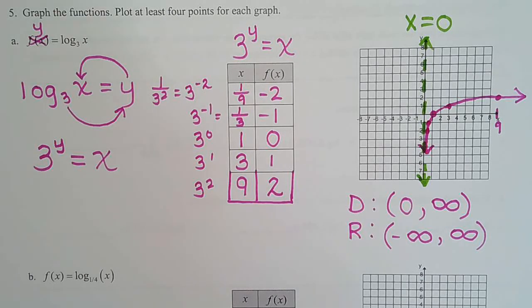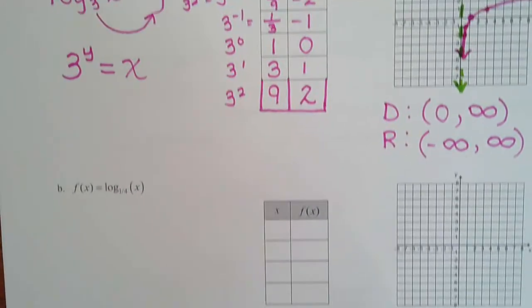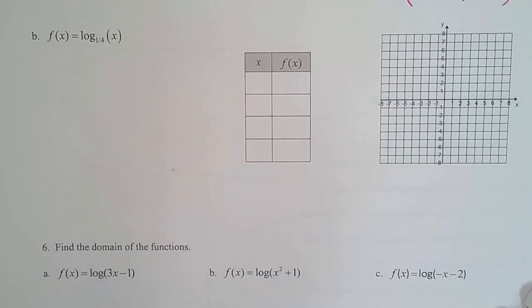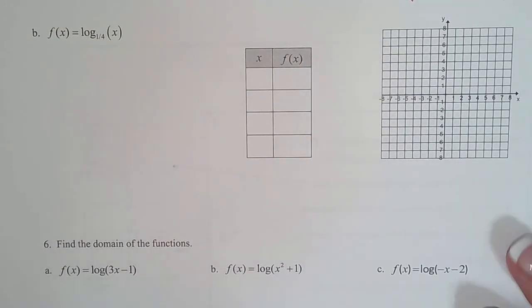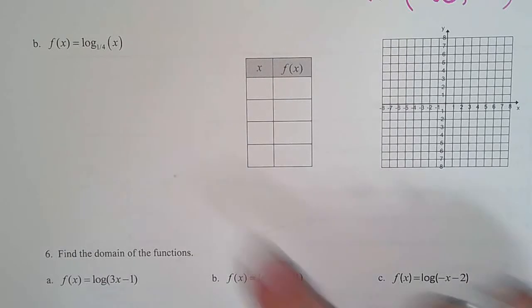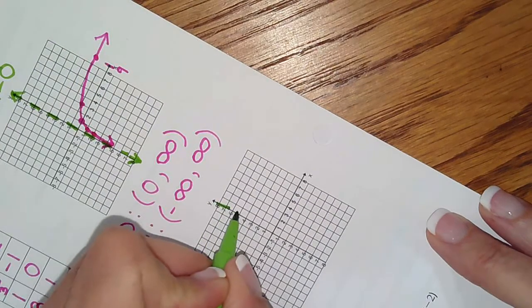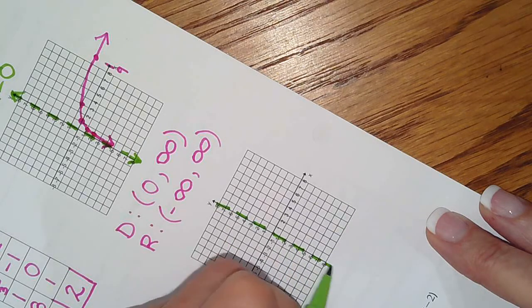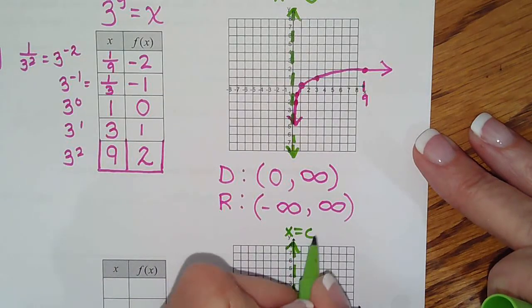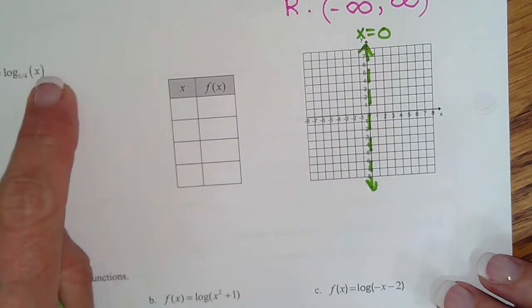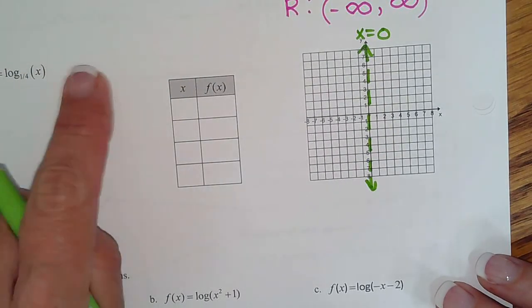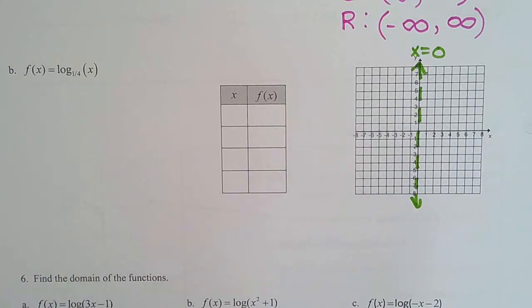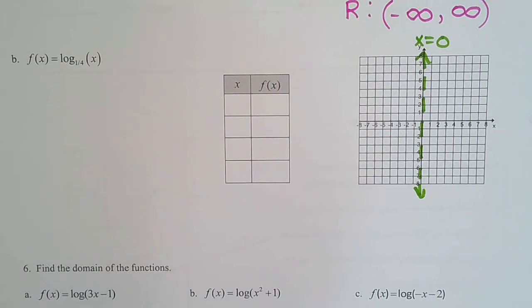Okay. We might not have time to finish B, but we have 2 minutes, so let's at least go ahead and start it. Okay, so there's no shifting, so we can go ahead and do our vertical asymptote: x equals 0. That's because nothing's added or subtracted from the x or outside, so it hasn't been shifted left, right, up, or down. So it's the mother function.